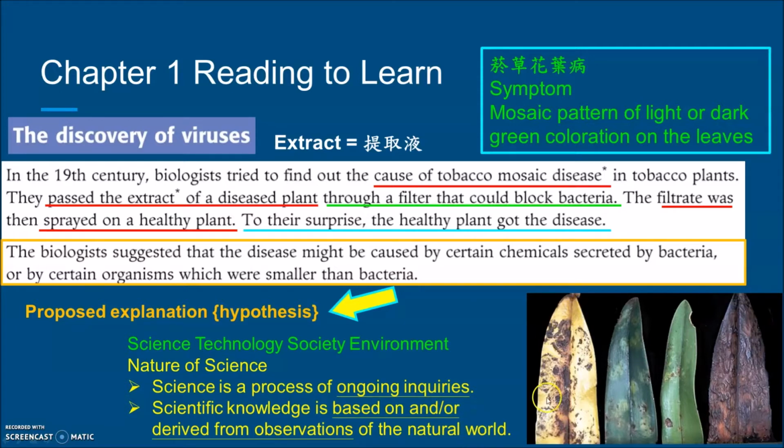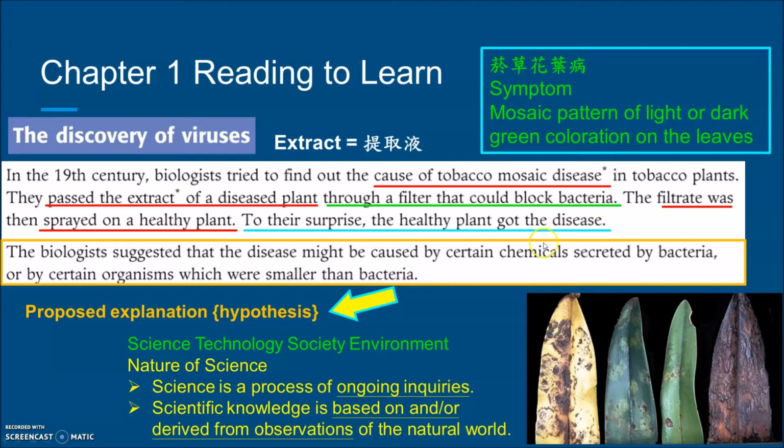That's why we observe the leaves, and then we find out that there may be some disease in the plant, and we would like to find out the cause of the disease. After we find the cause, we can find a method to prevent this disease from occurring. That's the nature of science: how we construct knowledge, and how we have a process of ongoing inquiries. Today we have one method to do the investigation. Maybe tomorrow we shall repeat it again or use a new method. Keep asking questions. That's the nature of science.